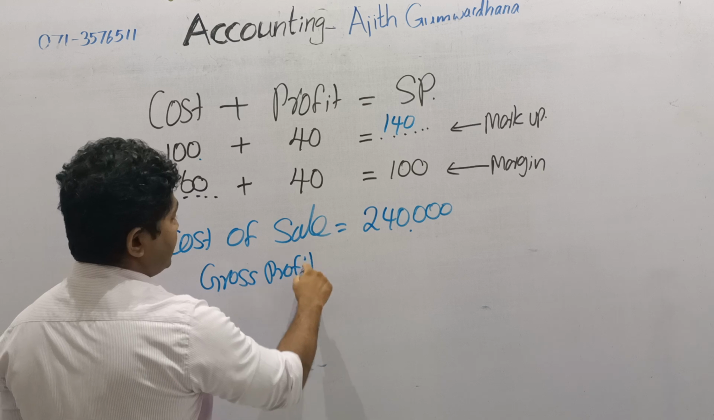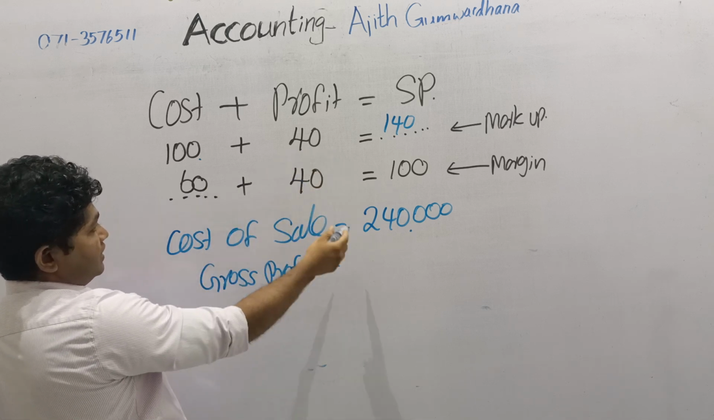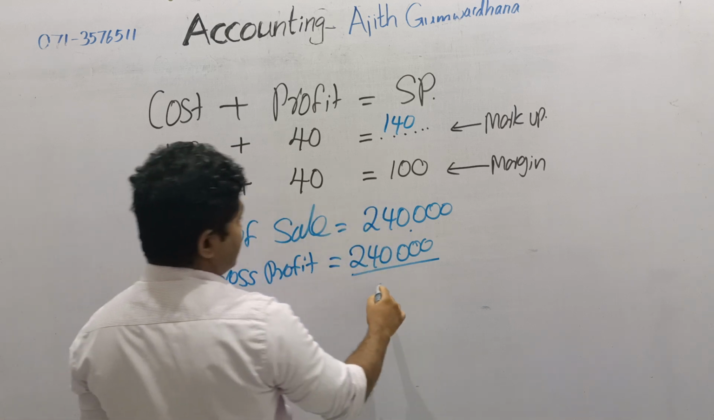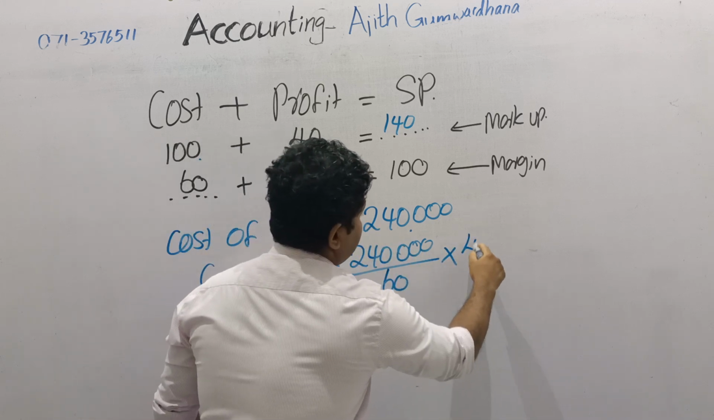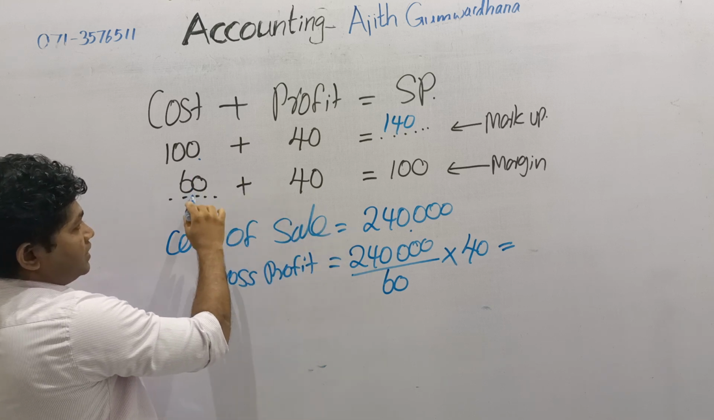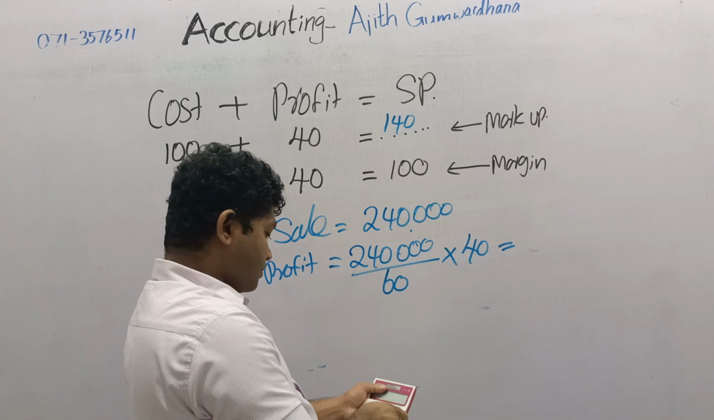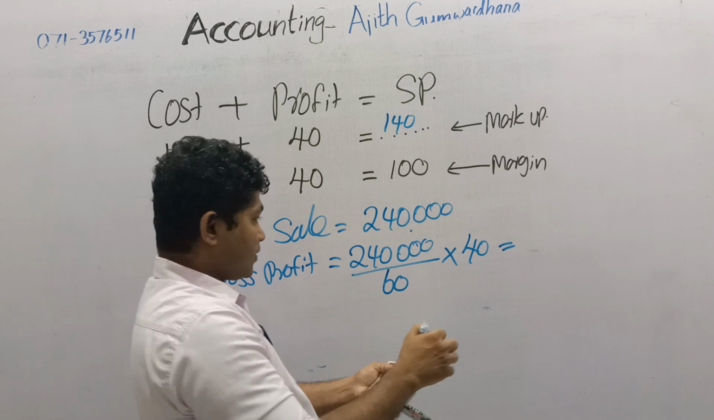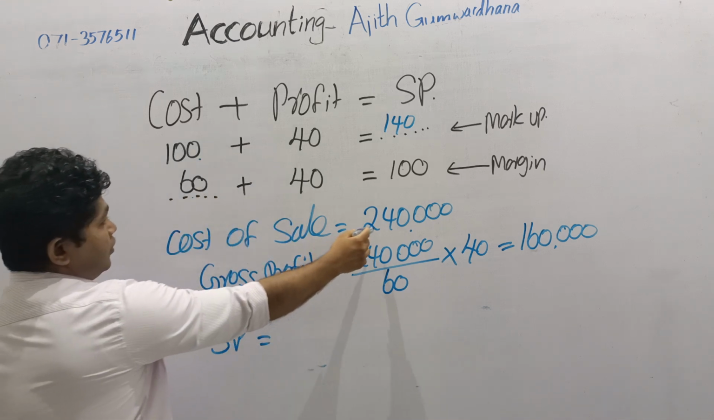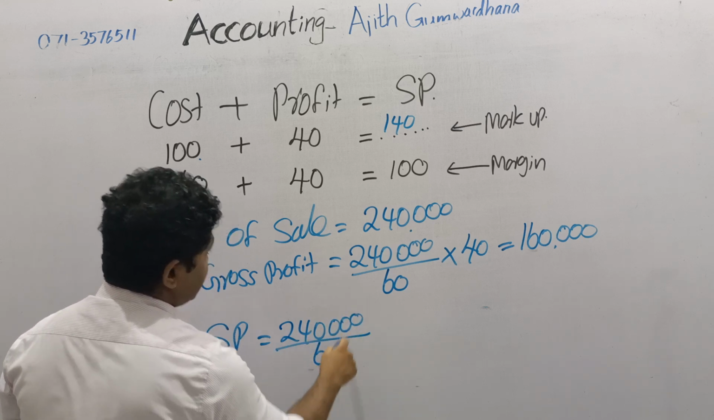Gross profit here can be calculated by using markup and margin. If it is margin, think profit equals 40%. Then think cost value equals 60. When calculating gross profit, 240,000 cost of sales, cost value should be divided by 60, and that value multiplied by 40. Think how to calculate gross profit if profit margin is given. 240 divided by 60 into 40, then gross profit equals 160,000. Selling price also can be calculated: cost value 240,000 with margin 40%, therefore 240,000 divided by 60, cost value 60 into 100.